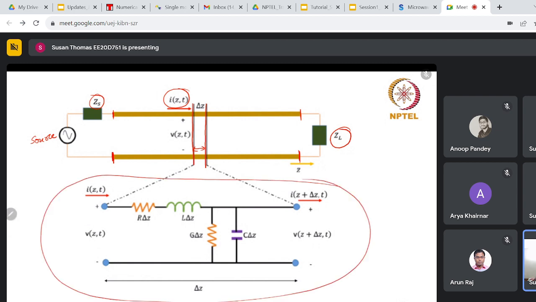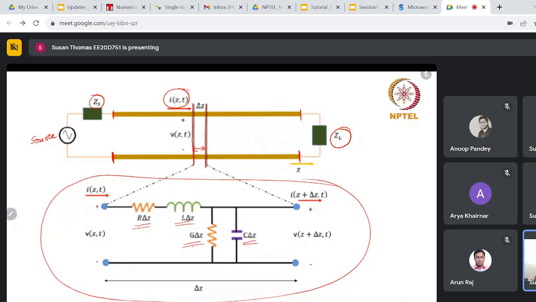Which consists of the primary constants, which are R, L, G and C. So this is the lumped circuit model which has been discussed. And you know the relevance of each of these parameters: resistance, inductance, leakage resistance, which is nothing but the conductance, and then the capacitance.